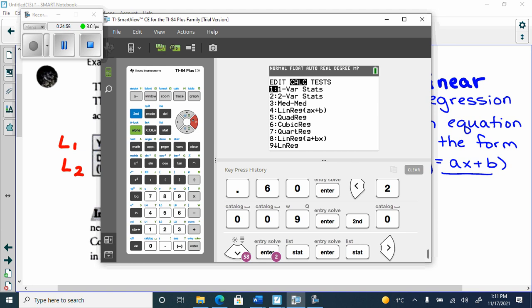I told you this is a linear regression, so which one are we picking? Four. Don't pick any other ones. Don't pick eight. It's backwards. Okay, four, five, or six. So we're going to pick four.